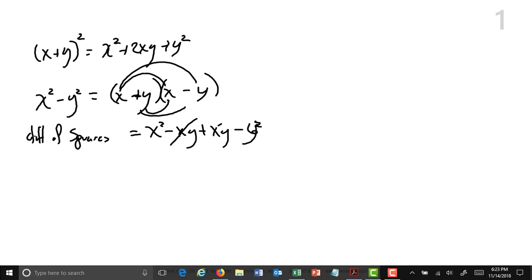So suppose I give you this: 16x squared minus 4y. Well, I mean, you could actually take a 4 out, right? But let's see. Let me make this a 9. This is a 9. Okay, this is y squared.